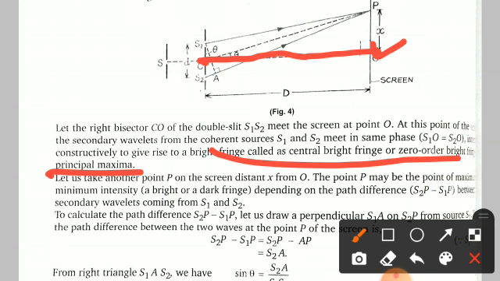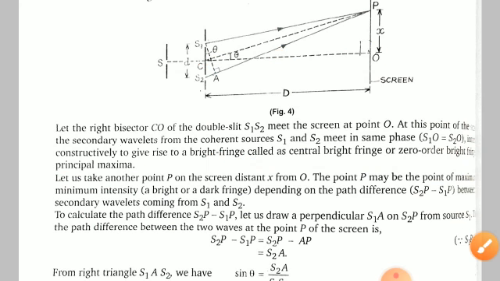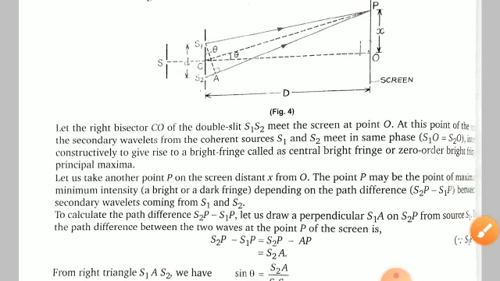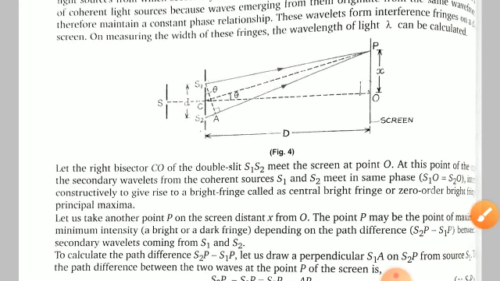Let us take another point P on the screen, which is at a distance small x from O. You can see here we are considering another point P, which is at a distance x from O, here, this one. The point P may be a point of maximum or minimum intensity, a bright or dark fringe. It depends upon the path difference. So, you can see here S2P and S1P, this one, S2P and S1P, the secondary wavelets coming from S1 and S2. Now, if we want to calculate the path difference between S2P and S1P, let us draw a perpendicular from there. You can see we draw a perpendicular from S1 over S2, this one.